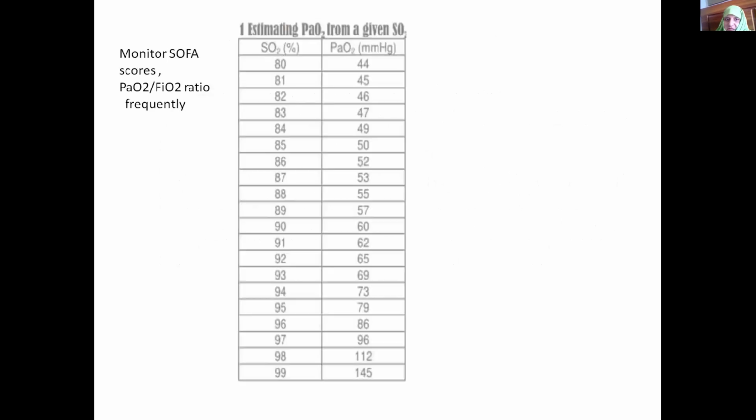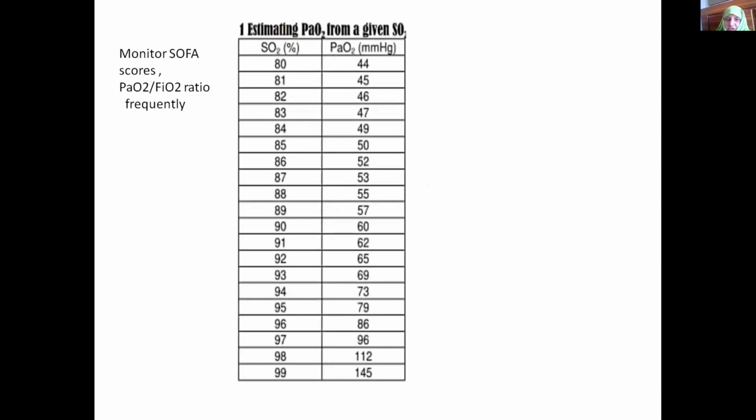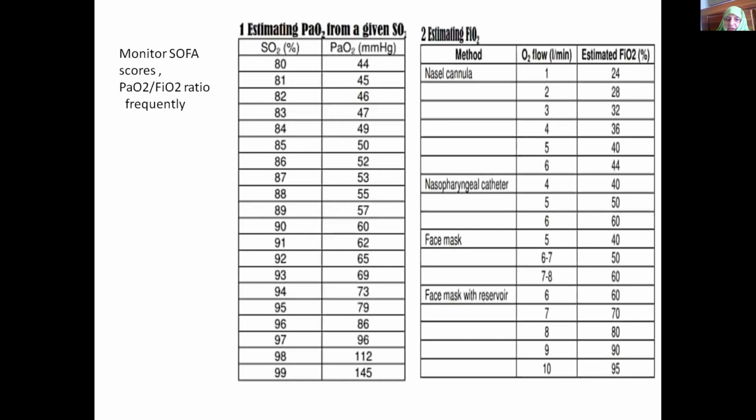Now I just listed this because this is very useful for clinicians dealing with COVID, because you can have these charts that estimate oxygen saturation with the corresponding PaO2 level. Like at a saturation of 90, you have a PaO2 of 60. Similarly, they estimate the amount of oxygen going from the nasal cannula or the nasopharyngeal catheter, whatever you're using, or the face mask, with the estimated FiO2 that you're providing, so that you can easily calculate the PaO2 FiO2 ratio, which is a very important measure, so that you know whether your patient is going into ARDS, or if he is in ARDS, whether the ARDS is progressing or not.